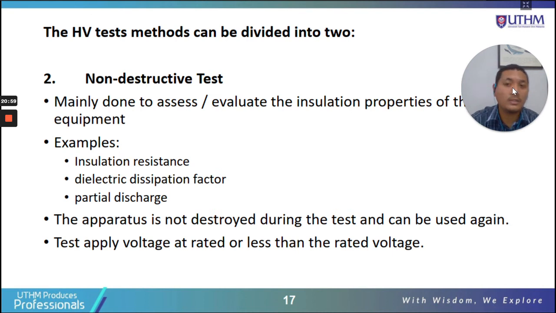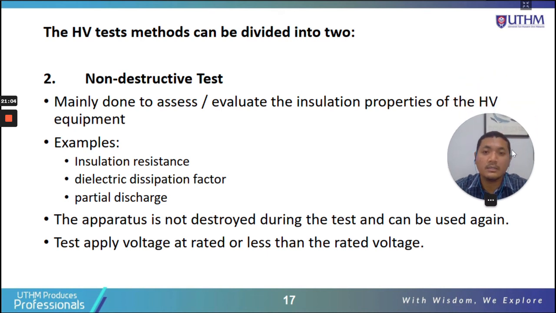And the second one is non-destructive test. Okay, so non-destructive test is test that we perform that will not destroy the equipment. Okay, it is still a high voltage test. We still apply high voltage supply to the equipment, but it will not damage the equipment. It will not damage the test object. Okay, because non-destructive test is mainly used to assess or to evaluate the condition of the insulation.